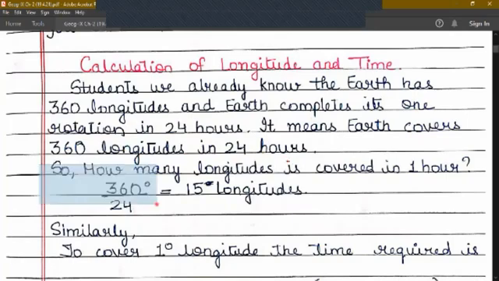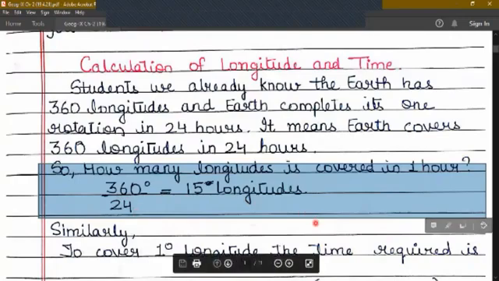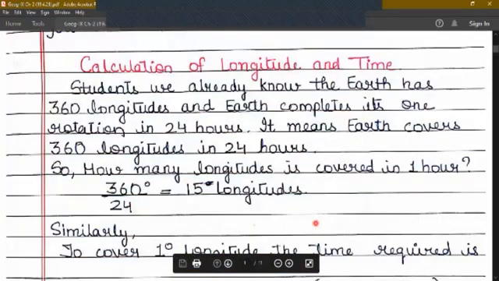So, how many longitudes are covered in 1 hour? That is 360 divided by 24. And we get the answer as 15. So, 15 longitudes are covered in 1 hour.